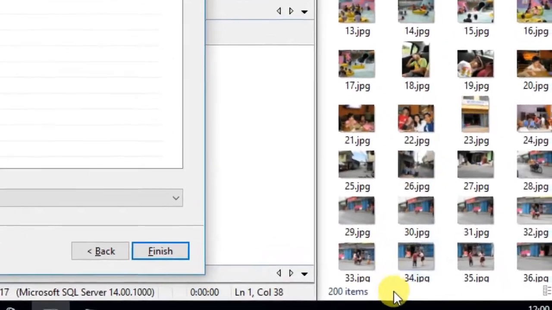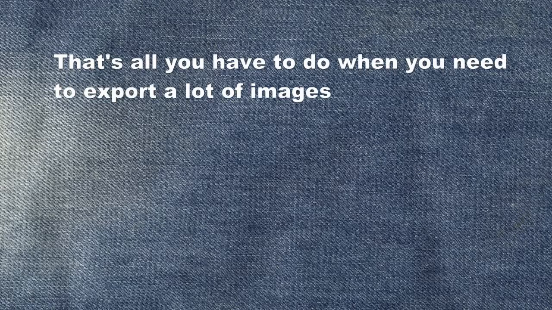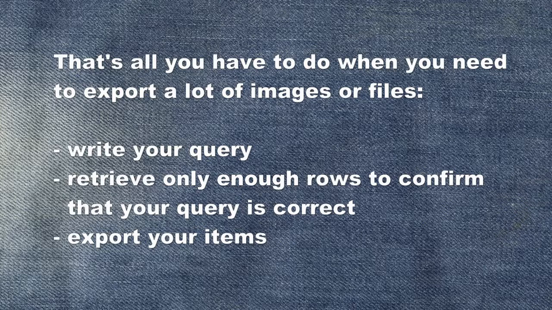You can see that all 200 images from our results set have been exported, even though we only retrieved a single row to display. That's the only extra step you need to do when you want to export a lot of images or files, which is to retrieve only the first few rows from the results set. We explain why in the next part of this video.